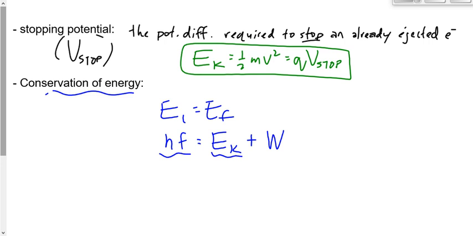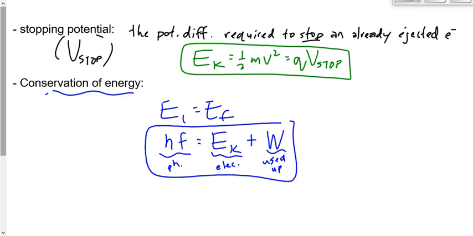The photon energy that we start with is equal to the amount that we end with, the electron's energy, plus whatever we used up in the process of ejecting the electron. Now this is a pretty versatile equation that we see here, and it's not on your data sheet. Put a little star by that because it's not on your data sheet.